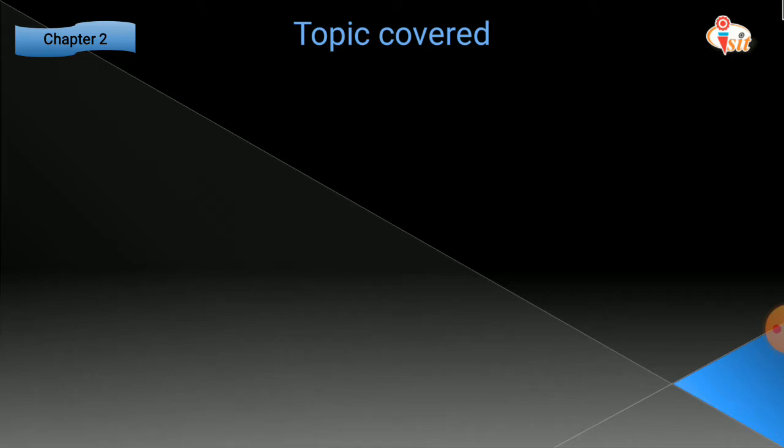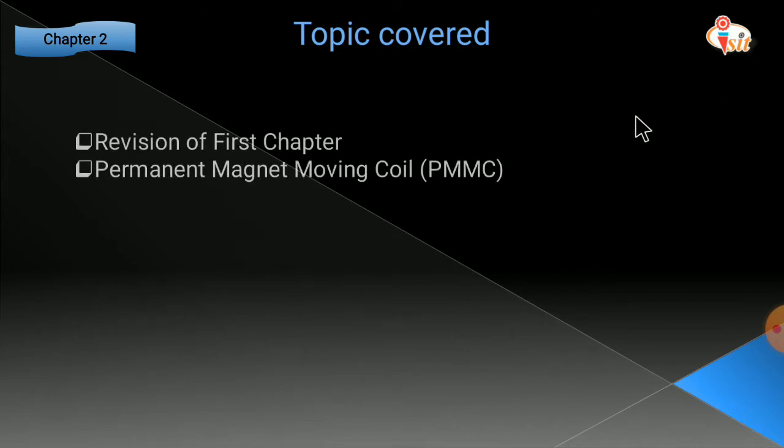In the last lecture, we covered one topic. The name of that topic is what? Permanent magnet moving coil. In that we covered the working of permanent magnet moving coil, nothing but PMMC, and a revision of the first chapter. Now we are going to see a revision of permanent magnet moving coil.